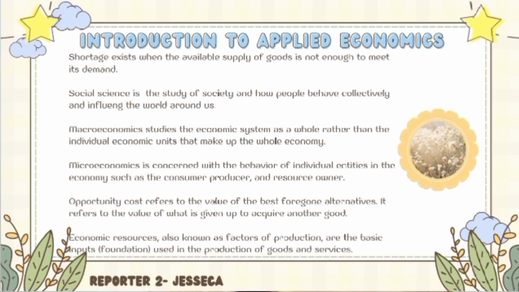So, for example, sa isa ka store, naay ganahan mamalit og 10 kilo sacks of rice. Then, the available supply of the store is only 5 sacks. Since 10 man ang demand, so 10 people man ang ganahan mopalit, and ilang supply is 5 ra. So, meaning, gamay ra ilang supply. So, meaning, in that case, nag-occur na ang shortage.